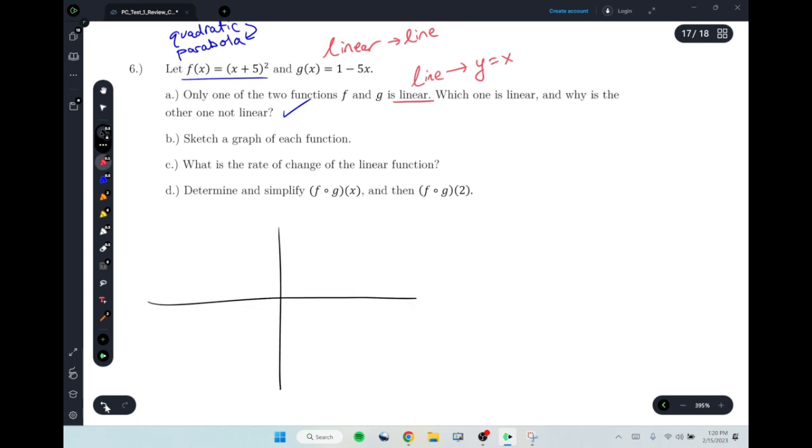Anybody got a handle on what the normal parabola looks like? Let's not call it f of x. I'm going to call it a of x. A is weird. No, there's already a g in the problem. H. P for parabola. P of x equals x squared. What does that look like?